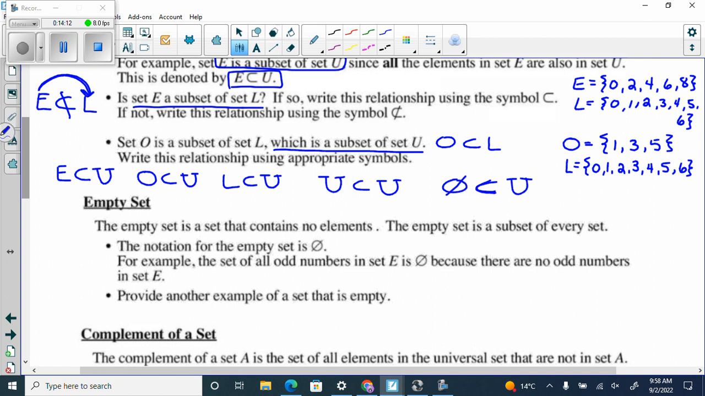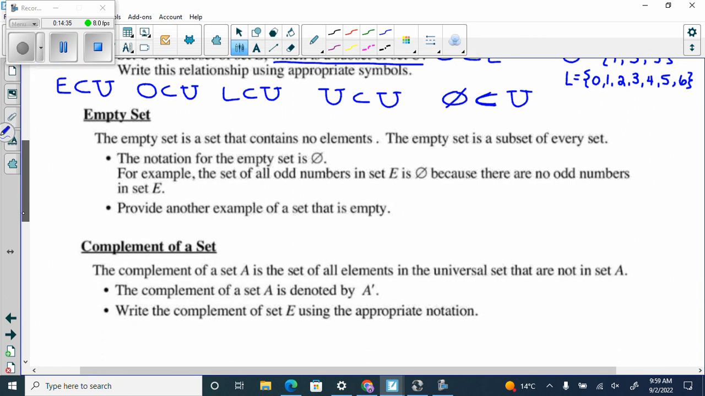The notation for the empty set is a 0 with a slash. So for example, the set of all odd numbers in set E is the empty set. How many odd numbers are there in set E? Set E has 0, 2, 4, 6, or 8. Are there any odd numbers in it? No. So the odd numbers in E are the empty set. There aren't any numbers in it.